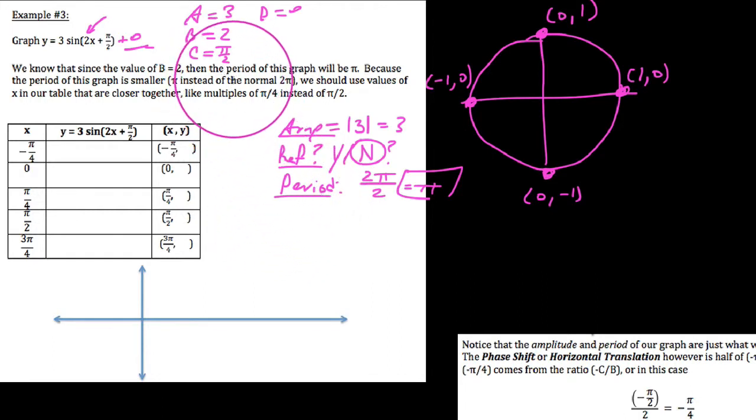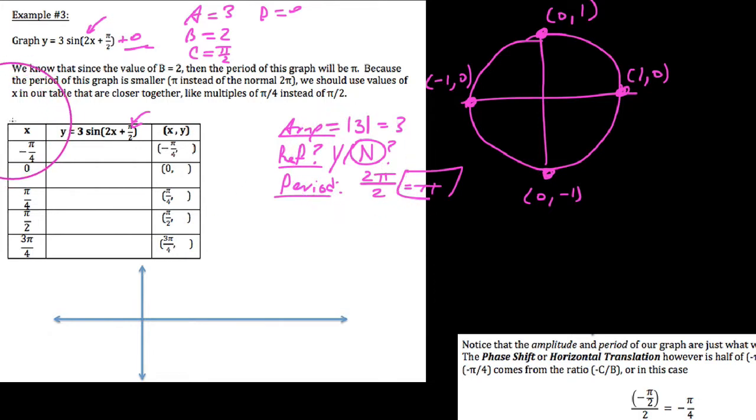Now, in the last video we looked at this, we said when I had a positive pi halves here for c, what this did is it just shifted my graph to the right pi halves units. Well, in this case, since we have a b value that's not 1, we have to take into account that that might change the way this graph behaves because it also affected the period of this graph.